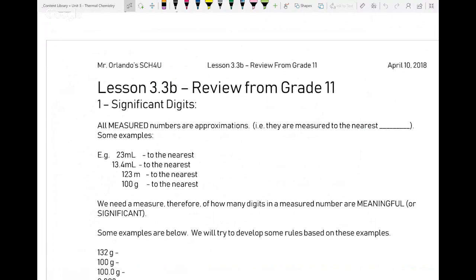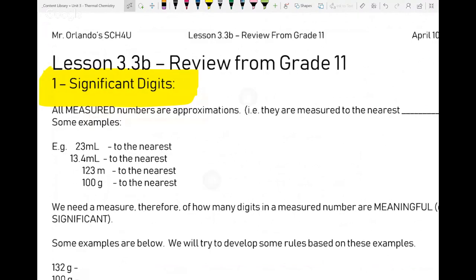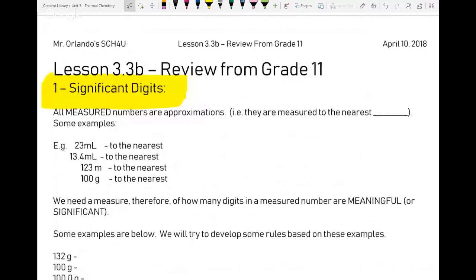The first one is significant digits. And if you've done this before, great. If not, it's brand new to you. There's nothing wrong with that. The basic idea is this. Anytime we measure anything in science, we use some kind of device to do it. We have to use an instrument. So for example, let's look at these measurements here. They're all measured with some kind of instrument, which means they're all approximations. They're all measured to the nearest something. I'll show you what I mean.